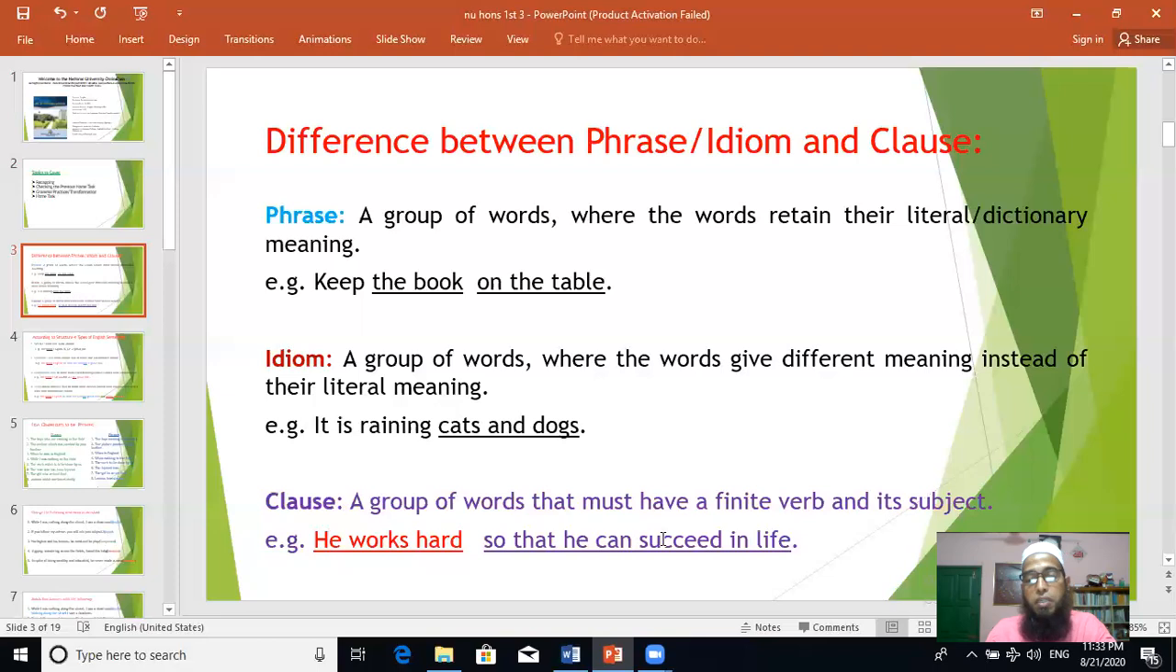So can you tell me what type of sentence it is? In the previous class, we talked about simple, complex, compound. So this is a complex sentence. Today, we are going to discuss in detail how to identify these sentences and do some transformations.